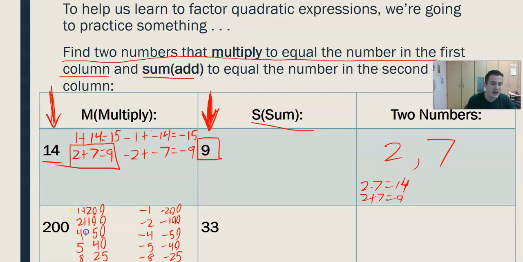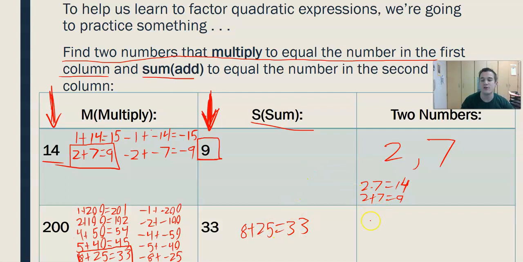Now, I'm going to add these together and see which one of them is going to give me 33. Okay, there's 201, 102, 54, 45, 33. Oh! Right there. 8 plus 25 is equal to 33. So my two numbers that multiply to make 200 and add to 33 are 8 and 25.